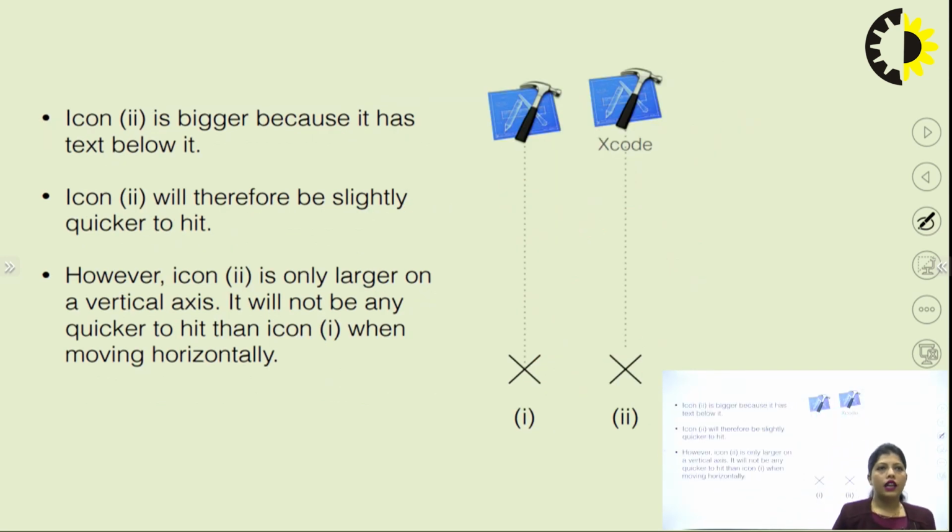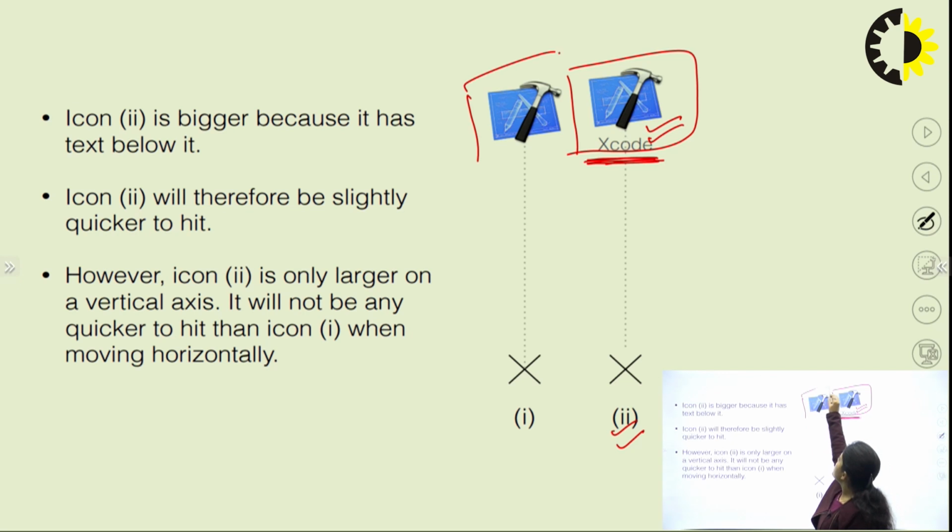So this is another example. In this figure, icon second is bigger because it has text below it. Icon second is bigger. It is clearly shown, and the text is also written in image second. Icon second will therefore be slightly quicker to hit, because in this image this size is big as compared to this size, and also there is a text written in that object. So image 2 is easier to hit as a target.